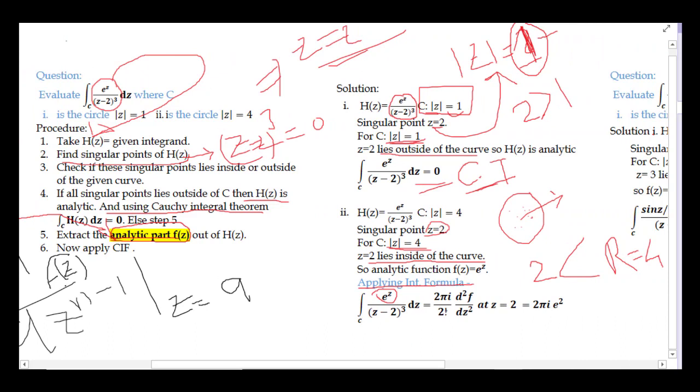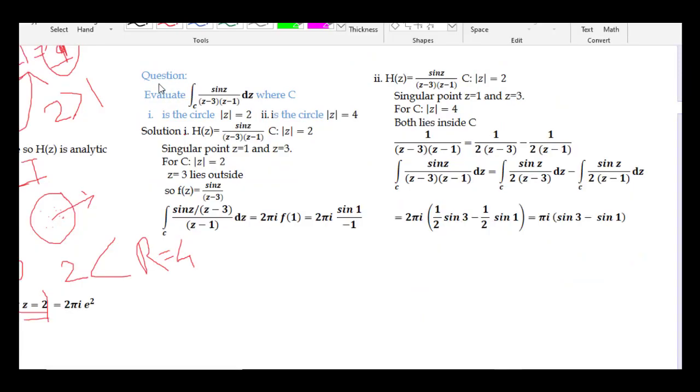Equal to 2 pi i divided by factorial (n minus 1) into d raised to power (n minus 1) f(z) divided by dz^(n-1), at z equal to 2. So I need to differentiate this f(z) twice. Luckily here f(z) is exponential z, and exponential z differentiated 2 times gives again exponential z. So putting the value z equal to 2, this is equal to exponential square.